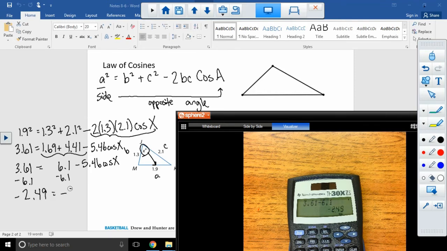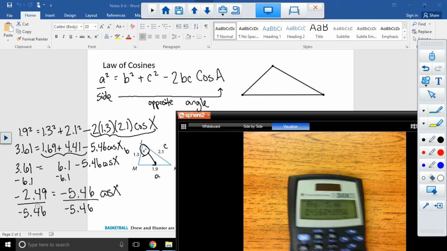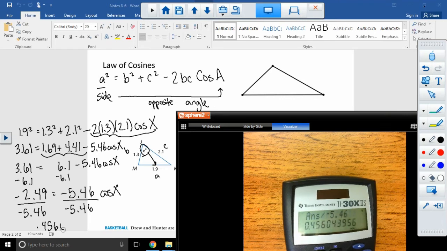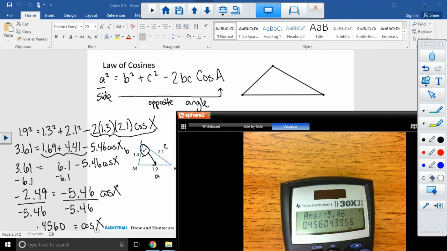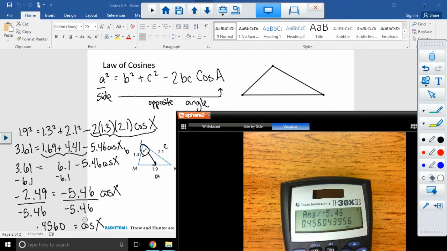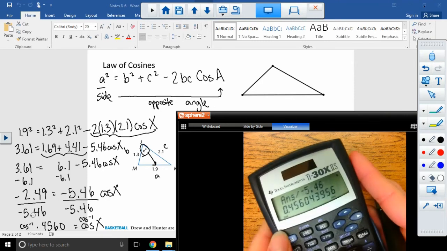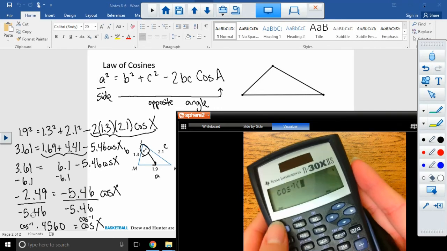That equals negative 5.46 times the cosine of x. My next step is then to divide. So I'm going to divide this number here by negative 5.46, and I get a pretty nasty decimal for that. 0.4560 equals the cosine of x, but I'm just going to leave that on my calculator because to solve for the angle, I need to take the inverse of cosine. So I'm just going to push second cosine of the previous answer.